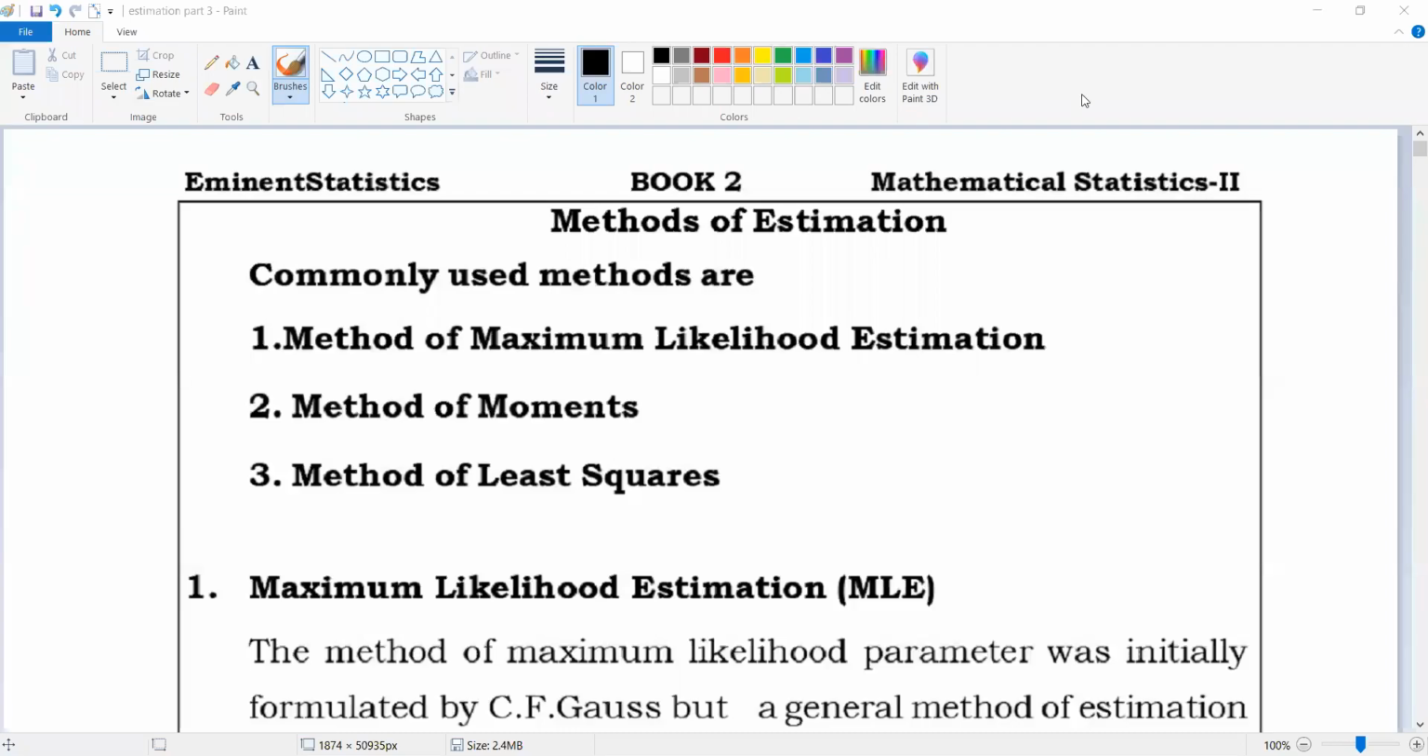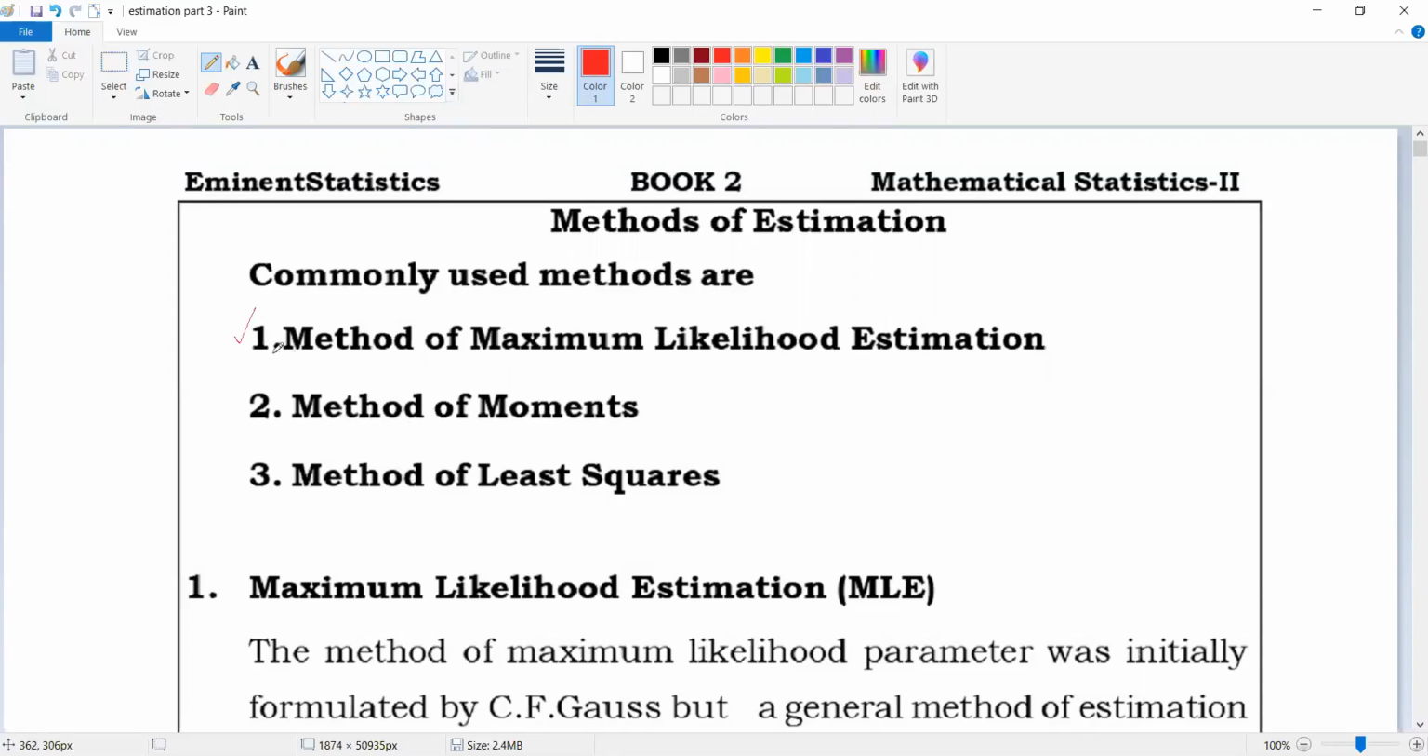Good morning, students. This video covers the theory of estimation, part 3. This video includes methods of estimation. Commonly used methods are maximum likelihood estimation, method of moments, and method of least squares.